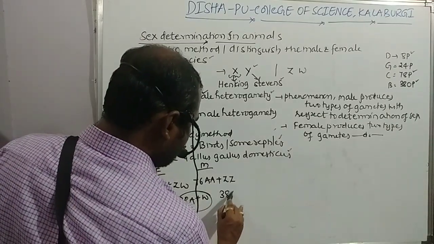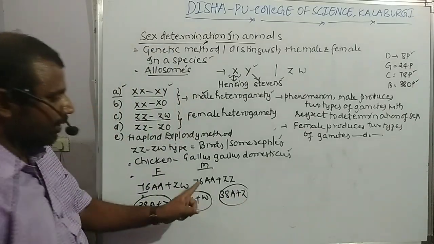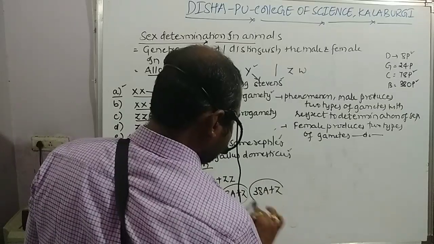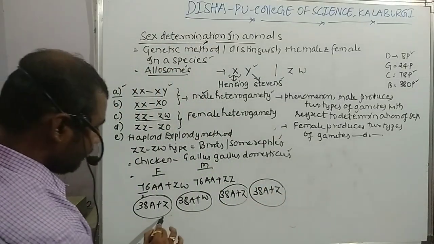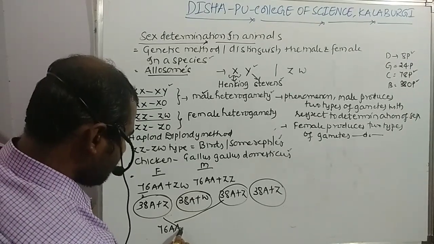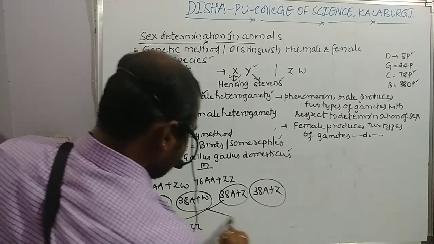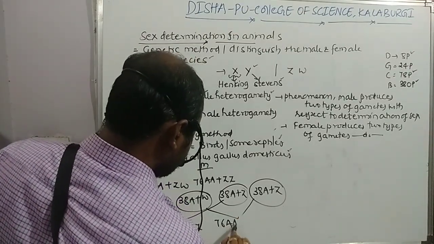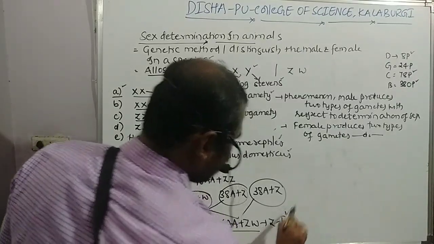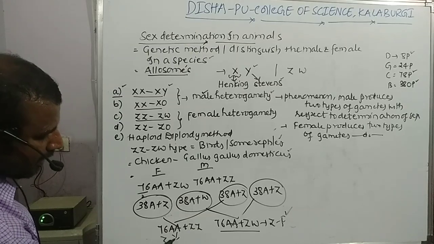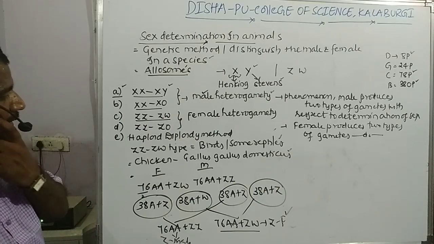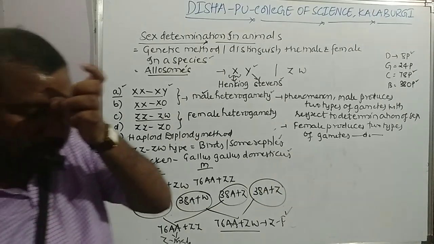Next, 38 autosomes plus Z, 38 autosomes plus Z. Now when fertilization is done, among these we get 76 autosomes plus ZZ and 76 autosomes plus ZW. So this zygote develops into the female and this zygote develops into the male. This is the female heterogamy condition, that is the ZZW type.